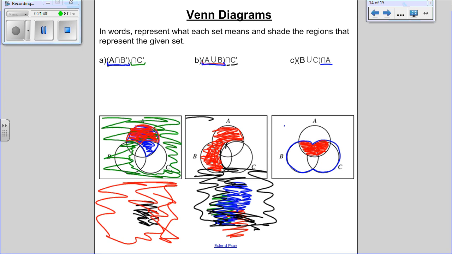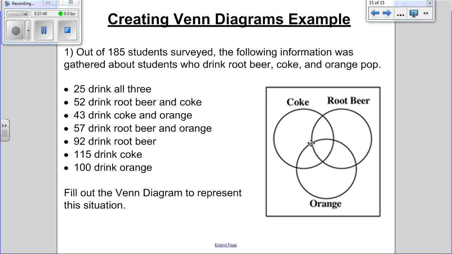Okay, the last example is building a Venn diagram. And this is usually the harder part, right? Usually people are pretty good at reading Venn diagrams. It's building them that's hard. And when it gets to the 3 Venn diagrams, it gets even more challenging.